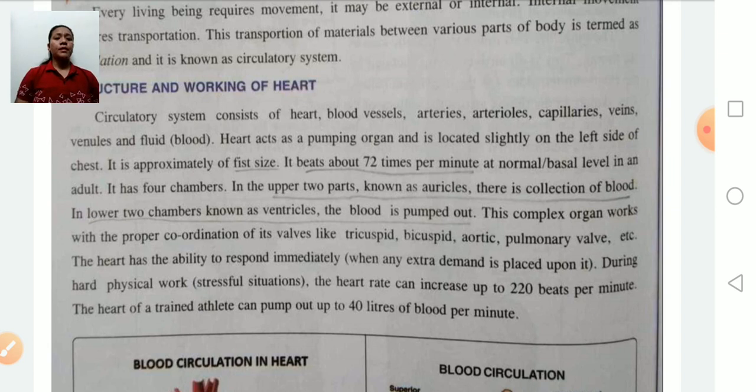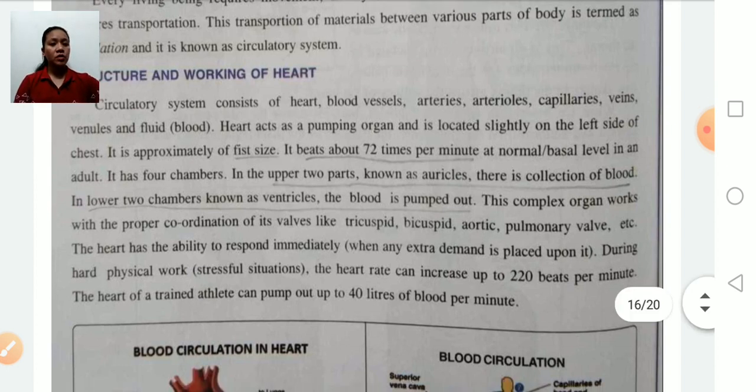Our heart is located slightly on the left side, and it beats 72 times per minute. It has 4 chambers. The upper 2 chambers are known as auricles, which collect the blood, and the lower 2 chambers are known as ventricles, which pump out the blood.